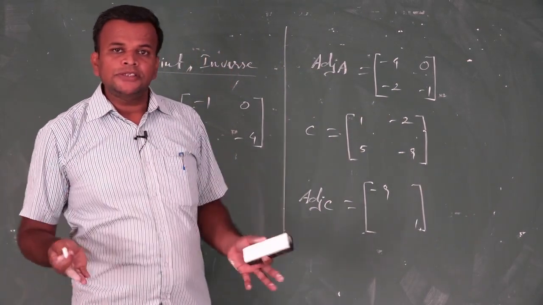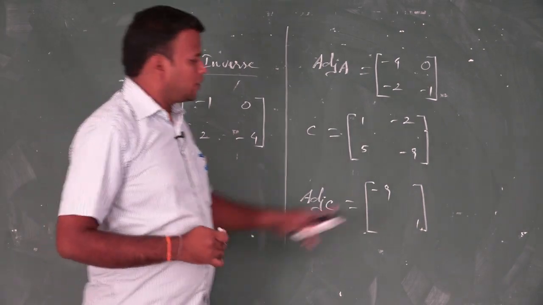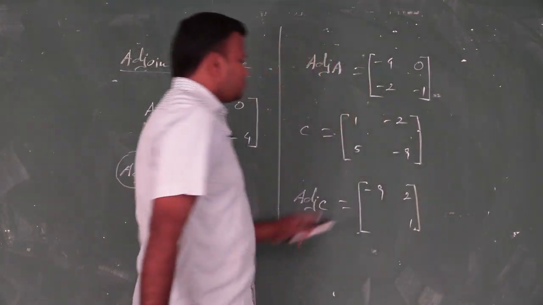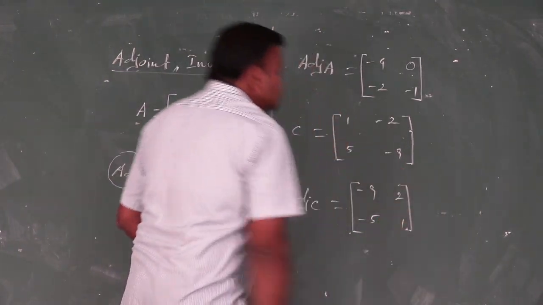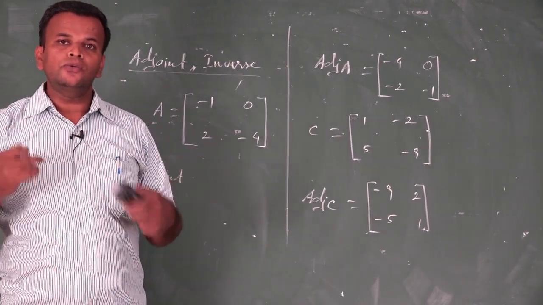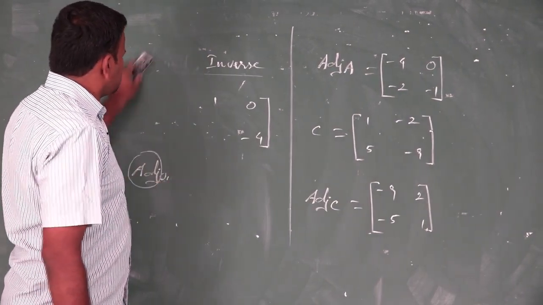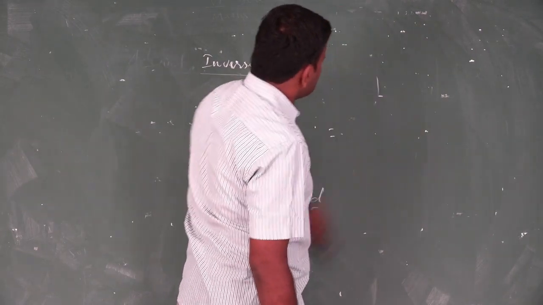The next step is change the sign of the remaining 2 elements. -2 is there, so we put +2. +5 is there, so we put -5. So it is a working rule to find the adjoint of any 2 by 2 matrix. And the next one is inverse. One matrix is given to find the inverse of the matrix.